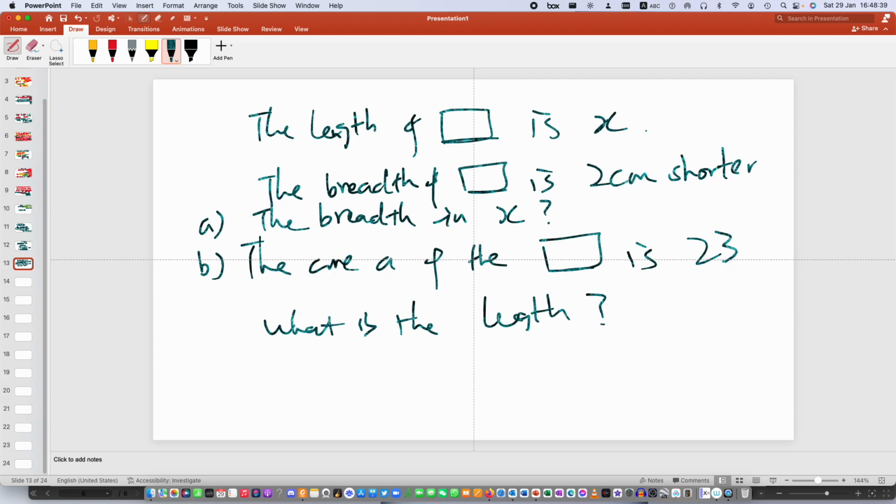So now the length is not 3. So now the length is x. Very good. So that's your part 1 answer. So the area is 23. So how do you get the area of a rectangle? Write down the formula. Area equals. So what's the length now? What's the length? X. Write it down.